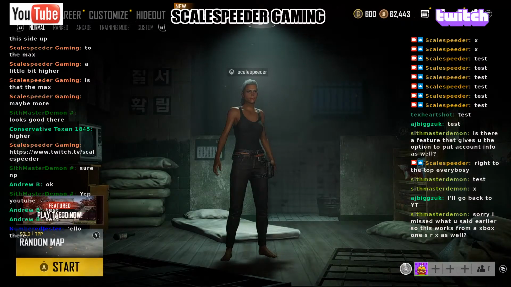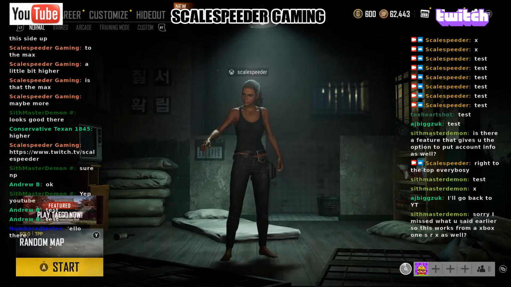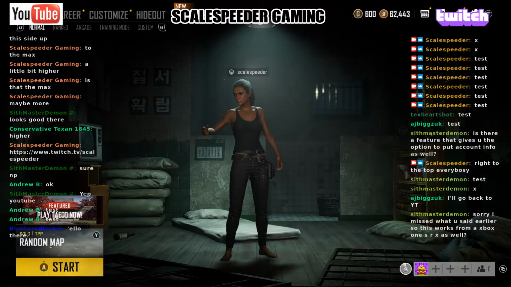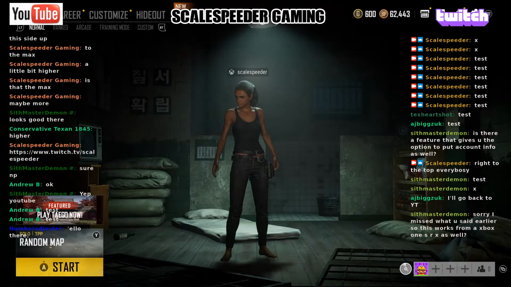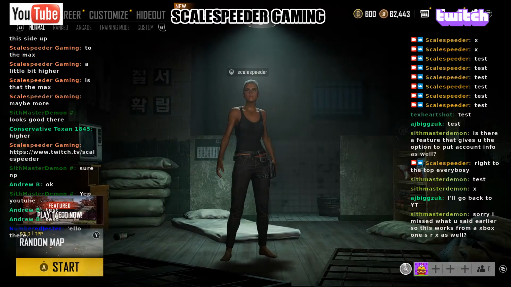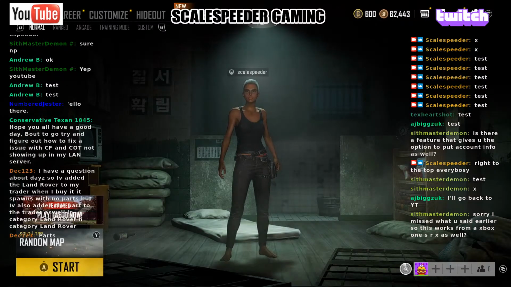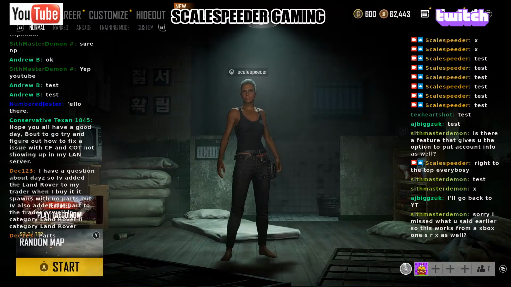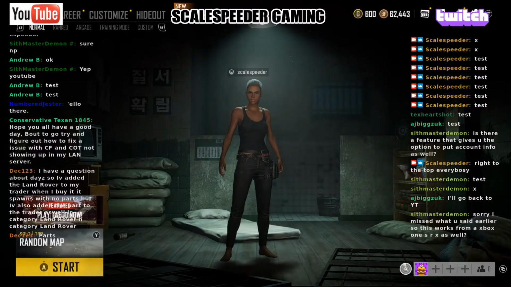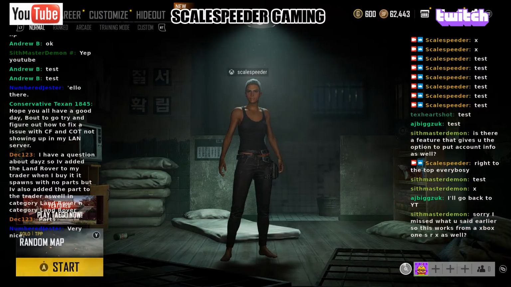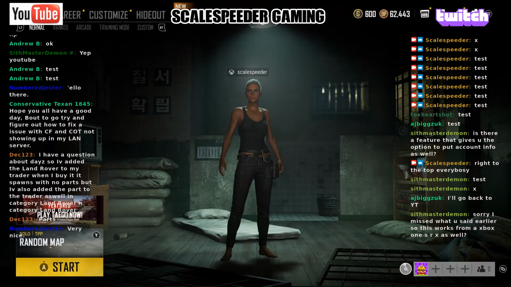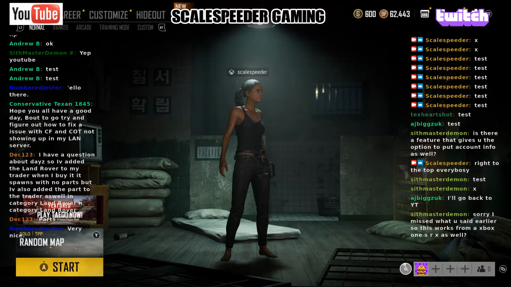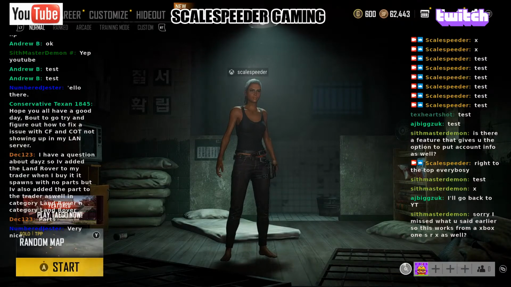Conservative Texan says, hope you all have a good day. About to go and figure out how to fix an issue with a compact flash card and... Is that a compact flash? Or CF and COTS not showing up on LAN server. Deck123 says, I have a question about DayZ, so I've added the Land Rover to my trader. When I buy it, it spawns with no parts, but I've added the part to the trader as well in category Land Rover and category Land Rover. I don't mess around with PC trader that much, so I probably can't. It could be something to do with your CFG spawnable types.